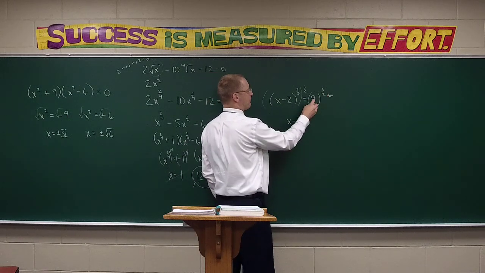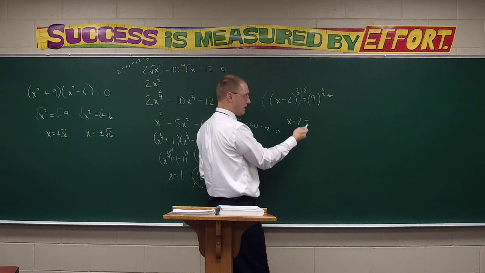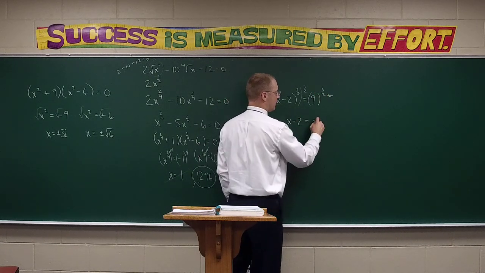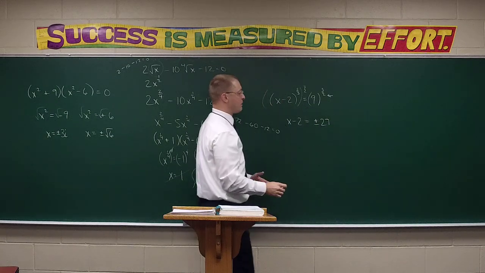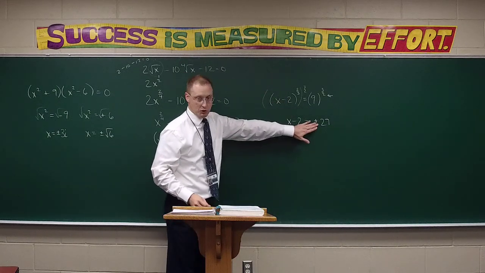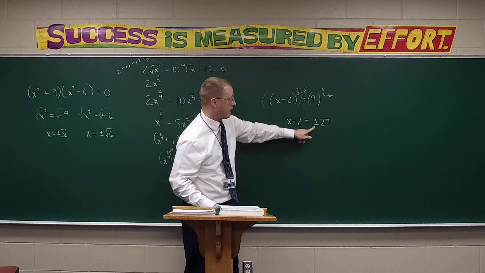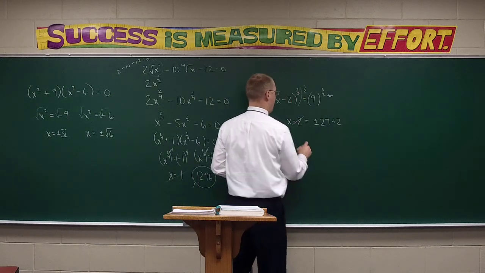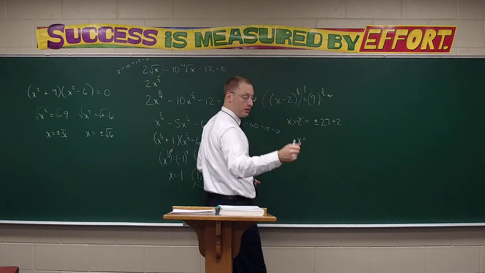The square root of 9 is positive negative 3, and when you cube positive and negative 3, you get positive and negative 27. Again, if you put it in a calculator, it's only going to give you 27, so you've got to know positive negative on the even denominators. Then from here, we'll add the 2, and what 2 answers do we end up with here, Maddie?